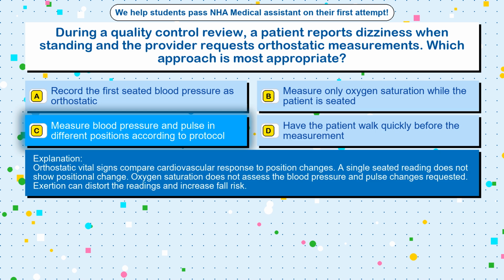Orthostatic vital signs compare cardiovascular response to position changes. A single seated reading does not show positional change. Oxygen saturation does not assess the blood pressure and pulse changes requested. Exertion can distort the readings and increase fall risk.